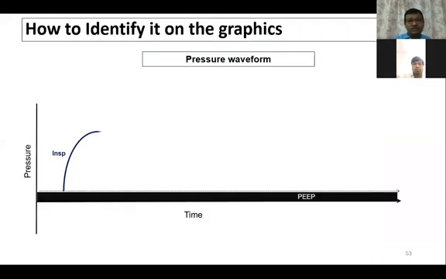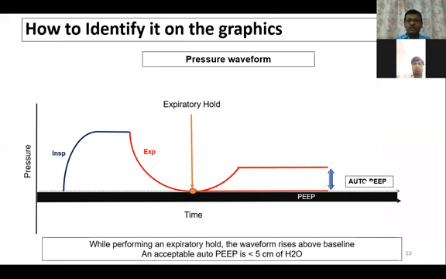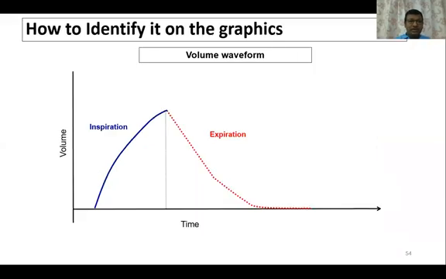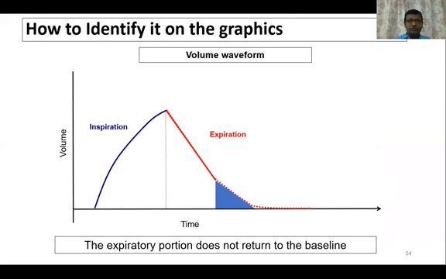Now, how is it going to appear on the graphics? So this is a pressure waveform, what we see regularly, and if you apply an expiratory hold in a pressure waveform, you see that the expiratory waveform rises above the baseline, and that's called auto PEEP. And acceptable auto PEEP is less than 5 centimeters of water. Now, in the volume waveform, what you see is the expiratory portion does not return to the baseline, and that is your air trapping or auto PEEP.